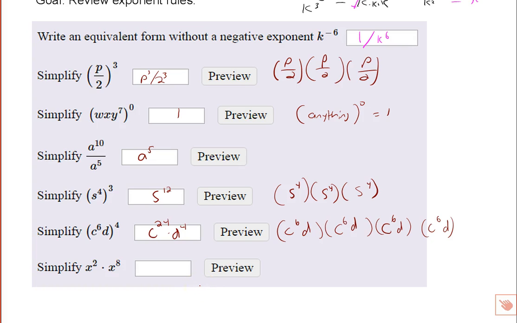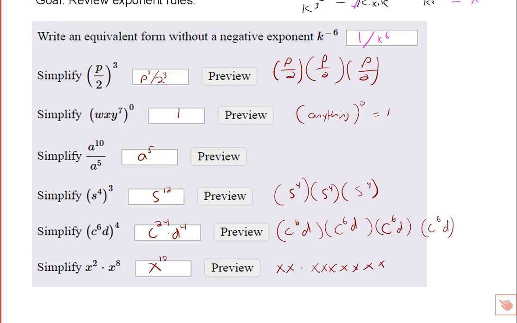And finally, and these weren't necessarily in any order of difficulty, x squared times x to the 8th. The way we visualize that was x squared is x times x, and x to the 8th is 8 x's, 1, 2, 3, 4, 5, 6, 7, 8, all multiplied together. And when I multiply those, I see that I just have a big long string of 10 x's. So this is x to the 10th.